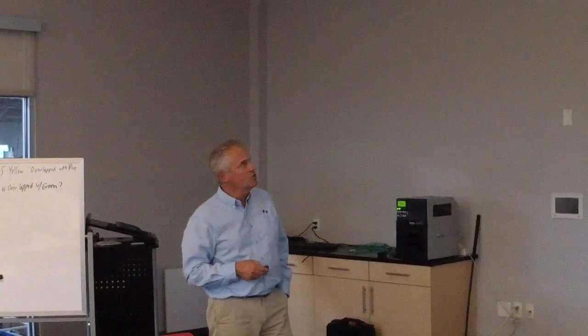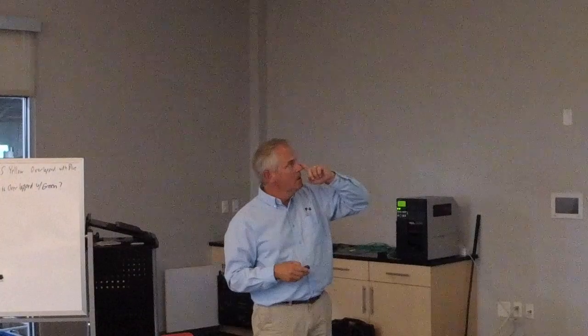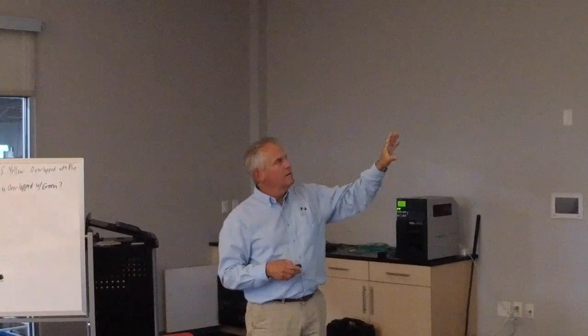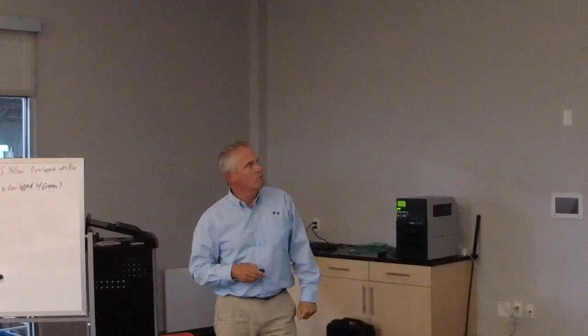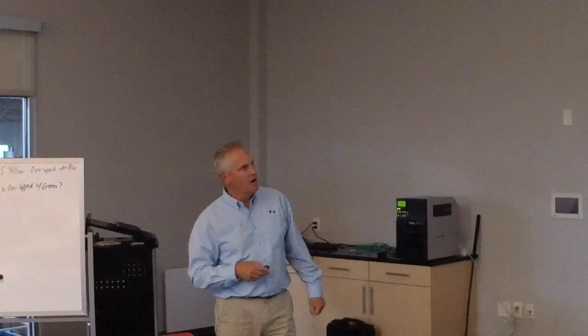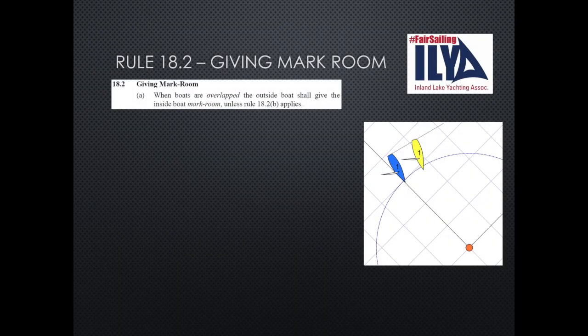Okay, I'm going to keep moving. 18.2 talks about giving mark room. This is the basic rule: when the boats are overlapped, the outside boat shall give the inside boat mark room. And then there's an exclusion. You can see here we've got yellow and blue. We've talked about a couple of these scenarios already in terms of who has mark room. Essentially the outside boat needs to give that room. So let's take a look. We've talked about overlap, and we went through the definition of overlap and the illustration of that.